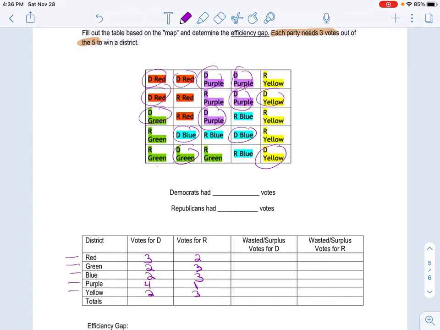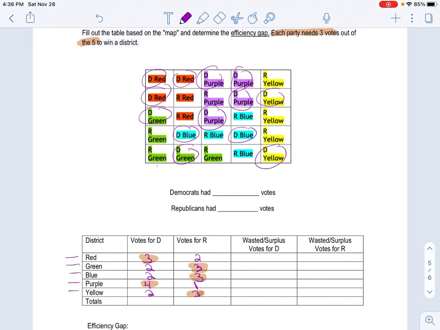All right, now I'm going to focus on who won. So for the red district, Democrats won. Green district, Republicans won. Blue, Republicans won. Purple, Democrats won. And yellow district, Republicans won.